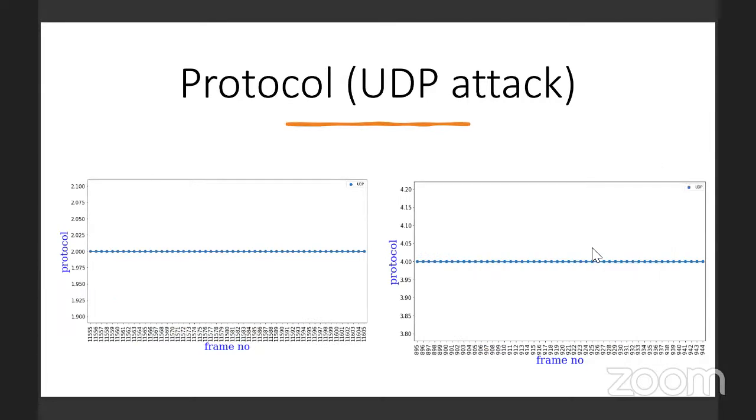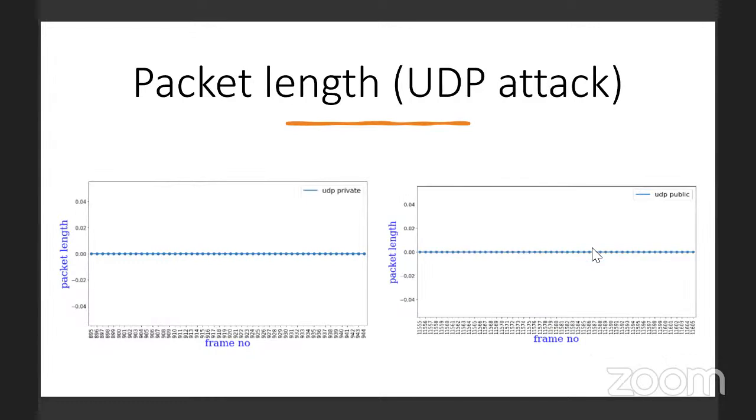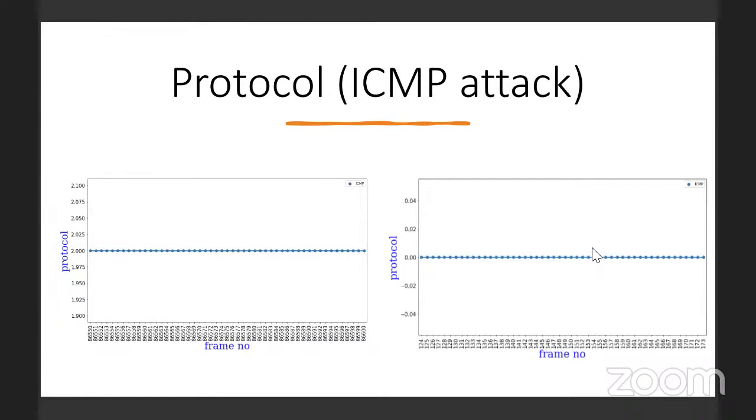For the UDP attack, we have a static protocol and there are no encryption protocols. It's just a straight line for both data sets. The same thing for the packet length. There isn't that variation. It goes straight. You can see the same thing for the ICMP attack.